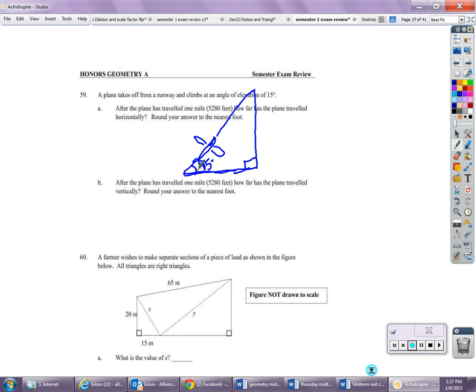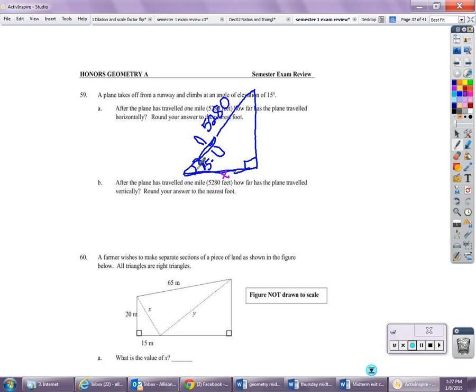After the plane has traveled 1 mile, so the plane's over here and it has gone 5280 feet, how far has the plane traveled horizontally? So I want to put my variable this way, not here, because horizontally is like the horizon, right? So right there. And yeah, you use SOHCAHTOA.